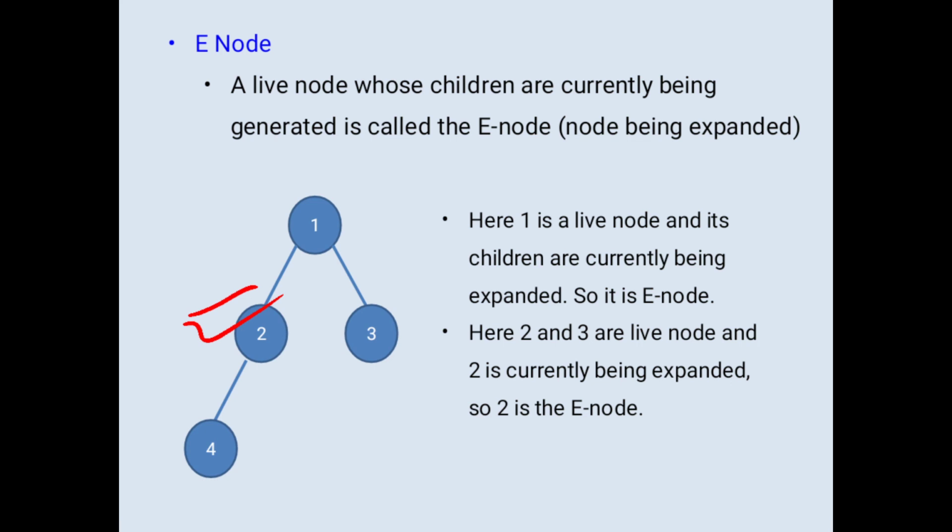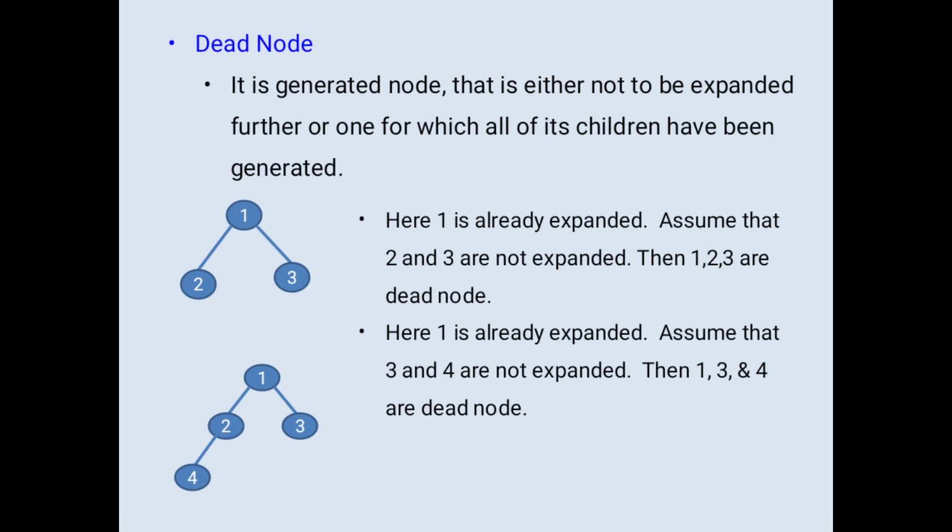Then the next concept is dead node. Dead node means what? It is a generated node that is not to be expanded. That means a node not to be expanded is called a dead node. Here 1 is already an expanded node, 2 and 3 are not expanded. So 2, 3, and 1 are also dead nodes, because 1 is already expanded and after completing the expanding process there is nothing more to do. But easily we can understand 2 and 3 are dead nodes because they cannot be expanded.